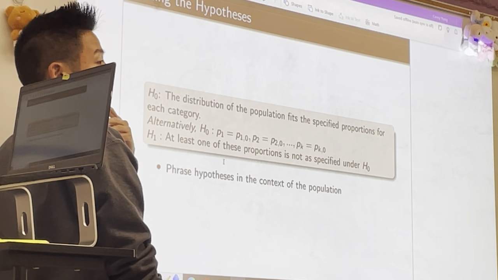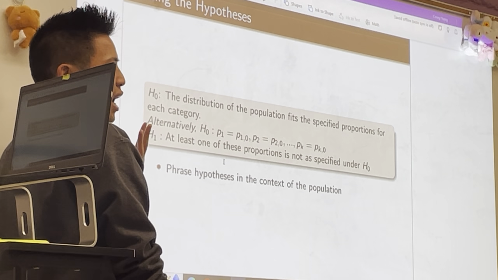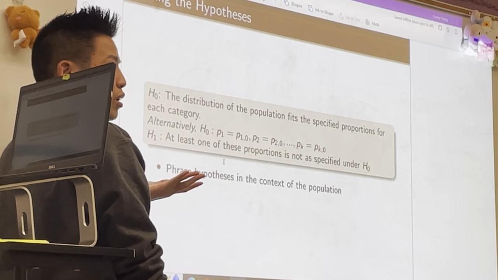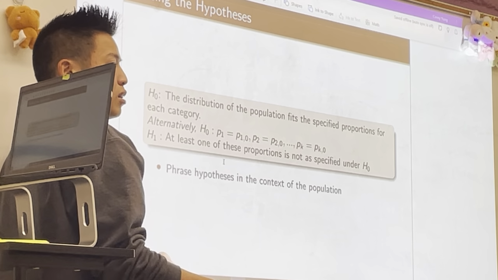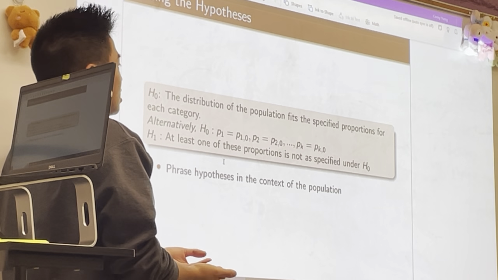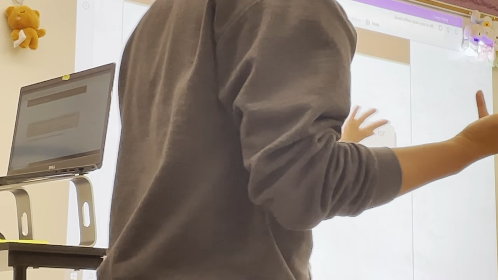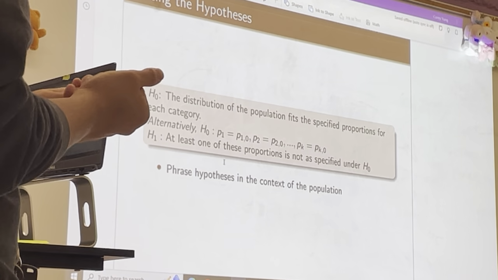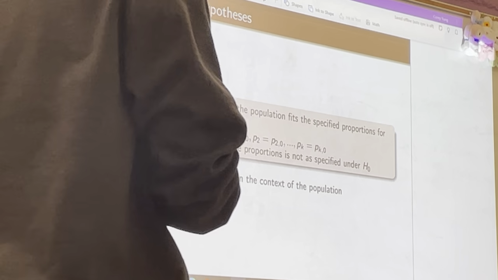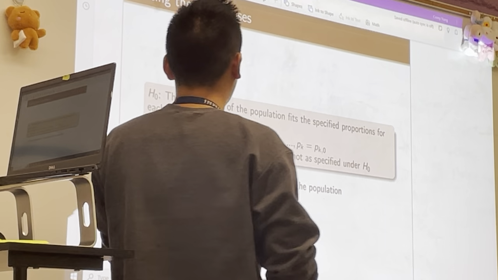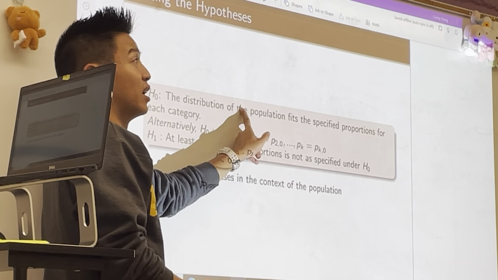So that's like saying, if there's 4 classes in the population, I assume that it's equally distributed, 25, 25, 25, 25. That's what I could assume under the null hypothesis. Saying that each class is equal, that is a specified distribution. 25 across the board. The alternative would say this: at least one of these proportions is not specified under the null.